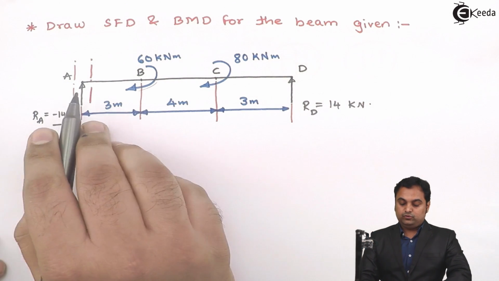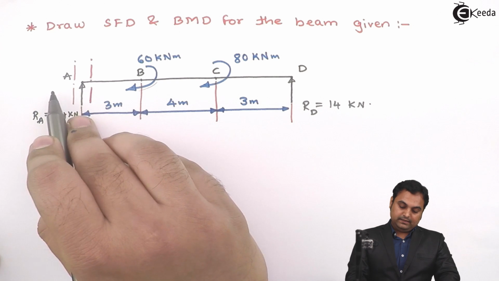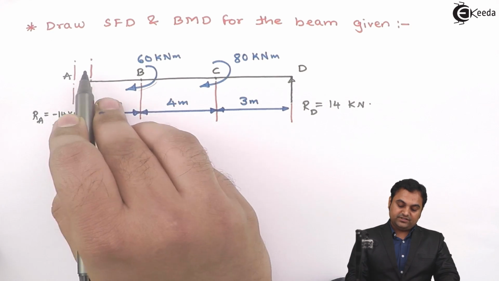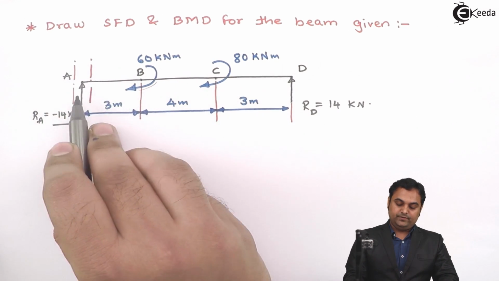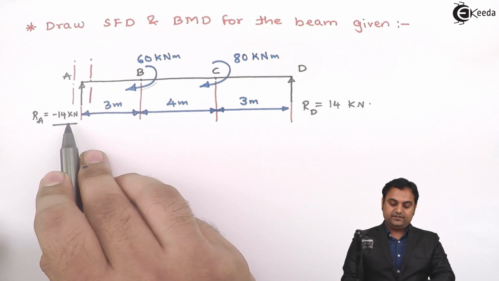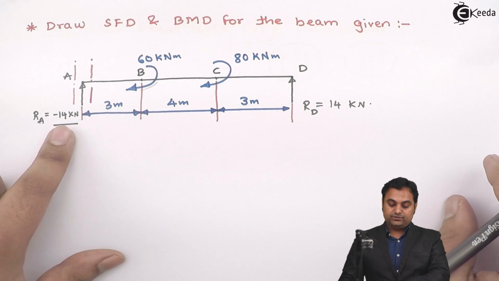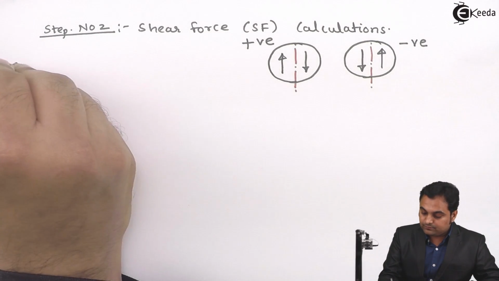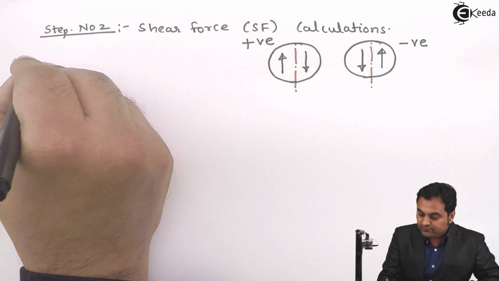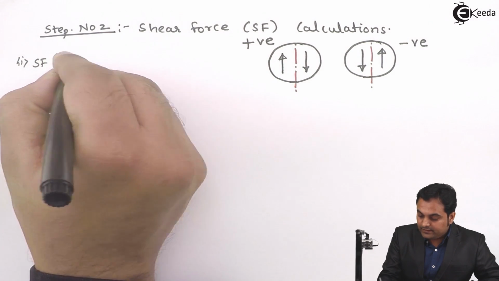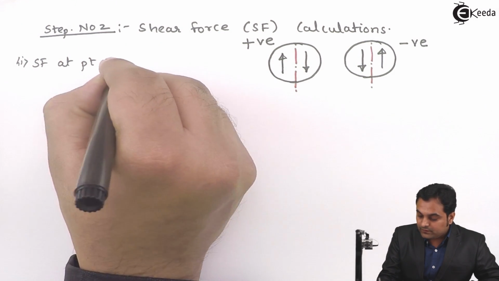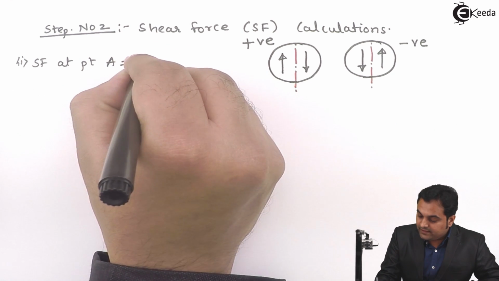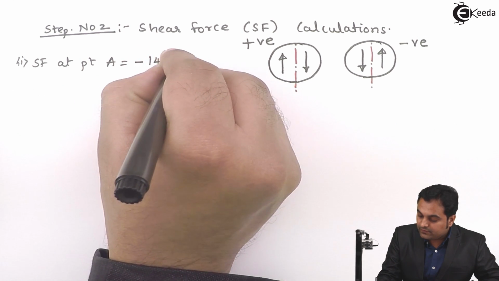Now, to the left of this section there is a force which is acting upward, so it will be positive, and I'll write the value as it is, that is minus 14. Because the value is negative here, I'll write it as it is. So therefore SF at point A is equal to minus 14 kilonewton.